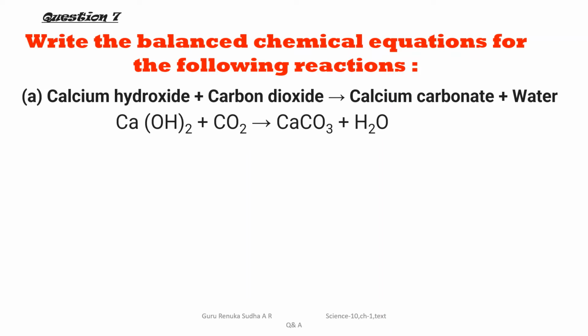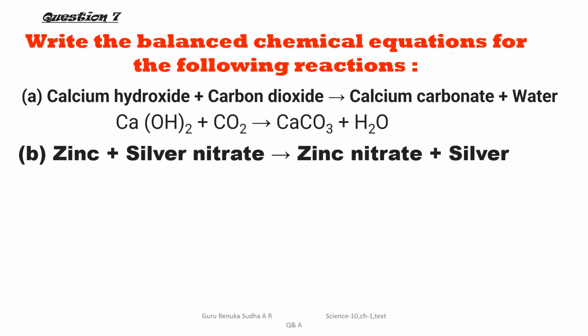Here you must have knowledge related to the formulas of the compounds. Calcium carbonate, how do you write it? Carbon dioxide, how do you write it? Water, what is the formula used to represent it? Calcium hydroxide, how do you write it? So like this you have to first learn. While doing the activities you are going to learn all this type of formula writing. Okay, yes, second one: zinc plus silver nitrate gives rise to zinc nitrate and silver.